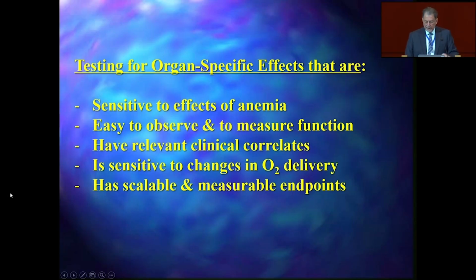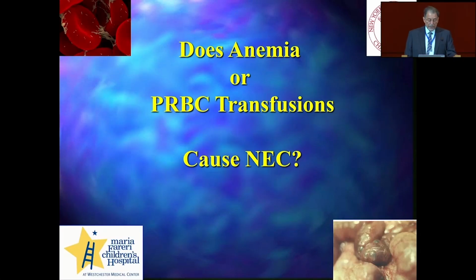And we decided that the intestine was most likely to satisfy the criteria I've listed here: sensitive to effects of anemia, easy to observe and easy to measure the organ's function. There's relevant clinical correlates, nutrition, eating, balance. Is the organ sensitive to changes in delivery? And again, can I measure it? And we saw that in that anemic paper with the NEARS signal. And is it a scalable and measurable observation? So if I'm using NEARS, it's certainly scalable, and I can certainly measure NEARS and average it over time.